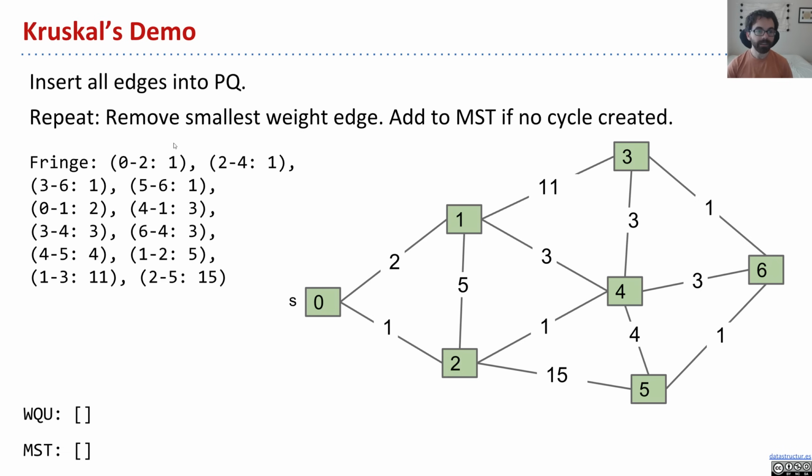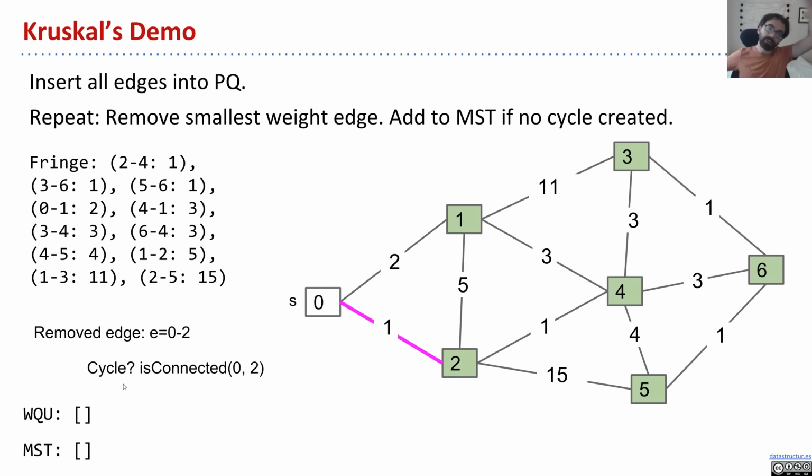So we start by deleting the top element from the fringe, that's edge 0, 2, and then we check to see if there's a cycle. The way we do that is not through iterating over the whole graph or running DFS, but instead calling isConnected on our weighted quick union object. At this point, no union calls have been made, so everybody is disconnected, and so the answer will be no. So we'll union 0 and 2, and we'll also add the edge to the minimum spanning tree.